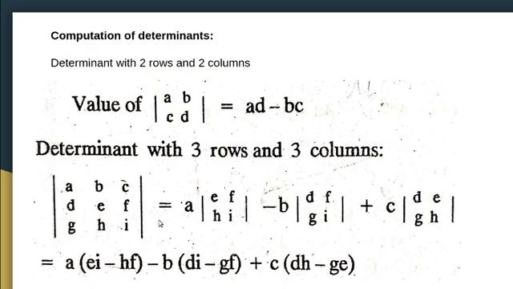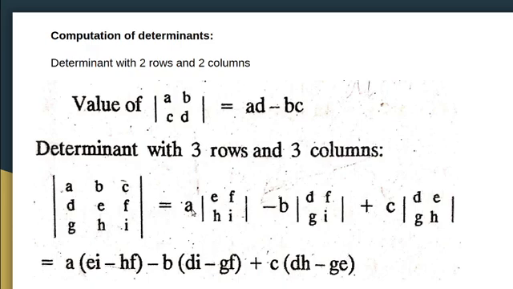But in the case of 3 rows and 3 columns, we first have to strike off the row and column in which the first element exists. Then we have to find the determinant of the remaining elements. Then put a negative sign for the second element, minus B. Then strike off the row and column in which that element exists, and find the determinant of the remaining values. Then put a positive sign for the third element, strike off the row and column in which that element exists, and determine the determinant of the remaining values.